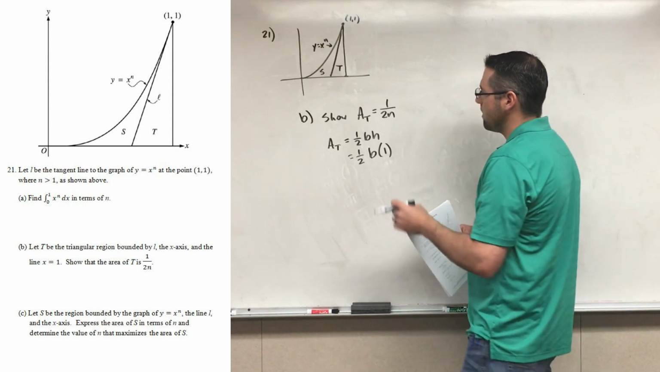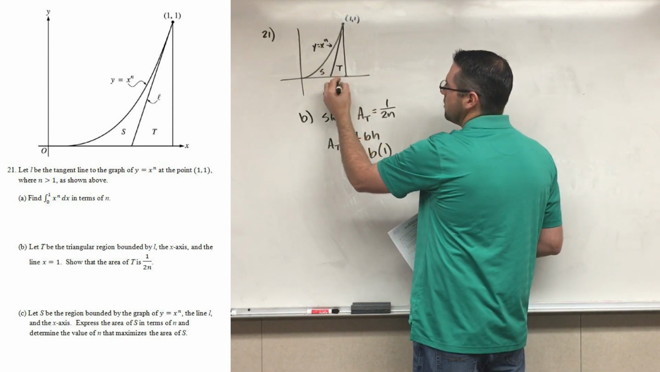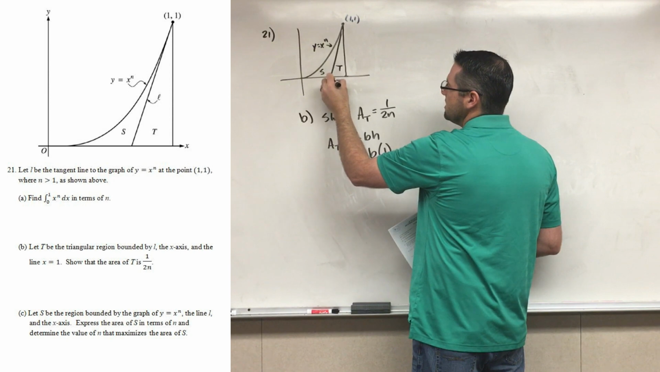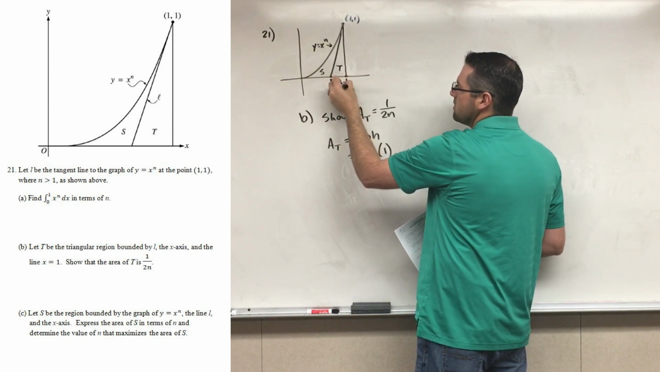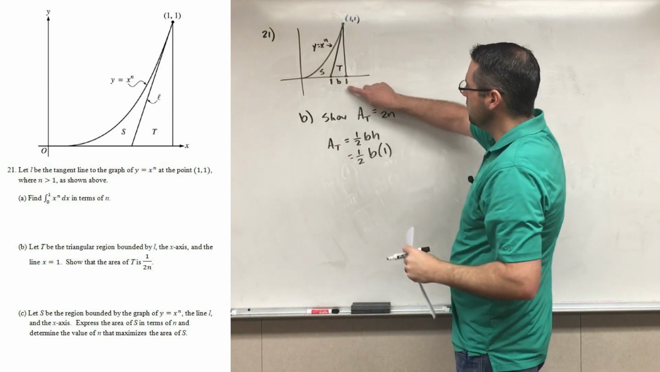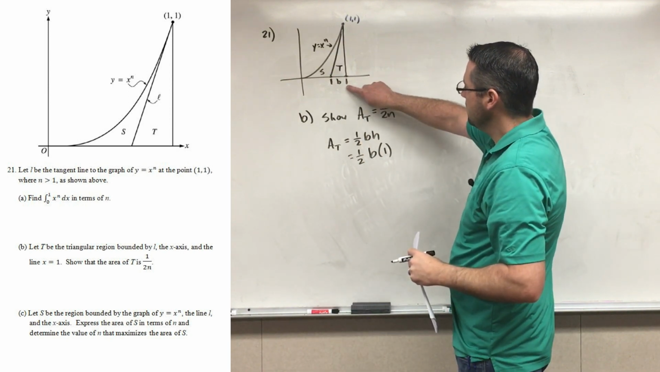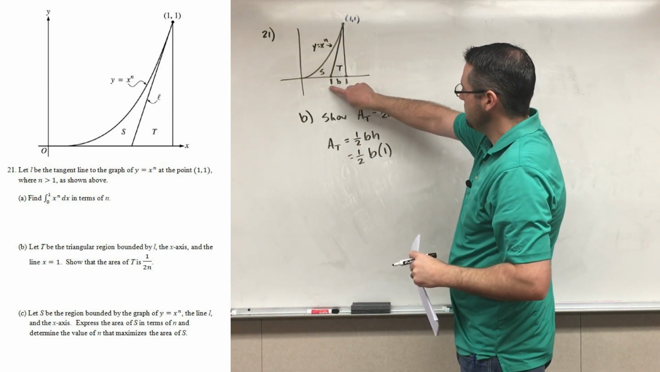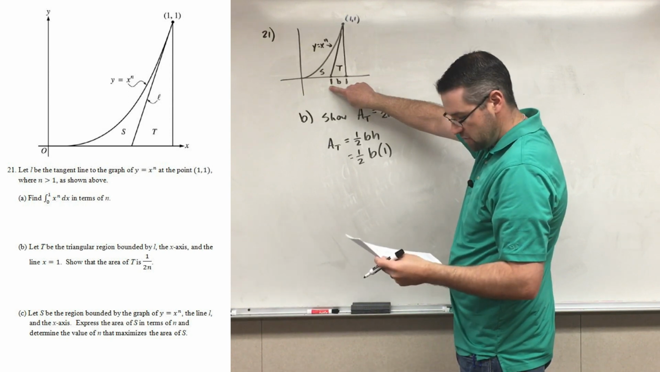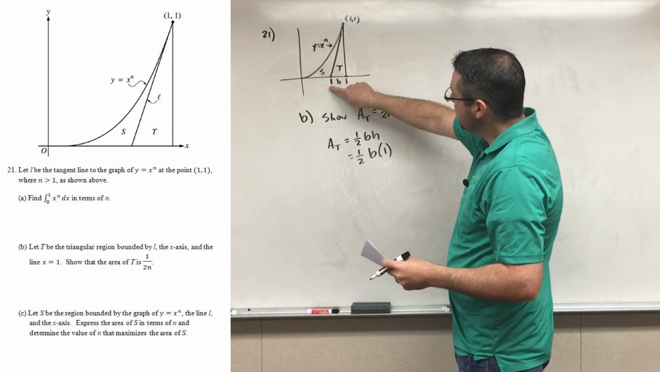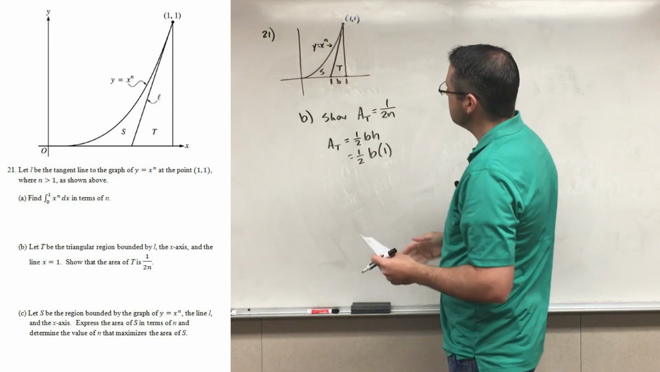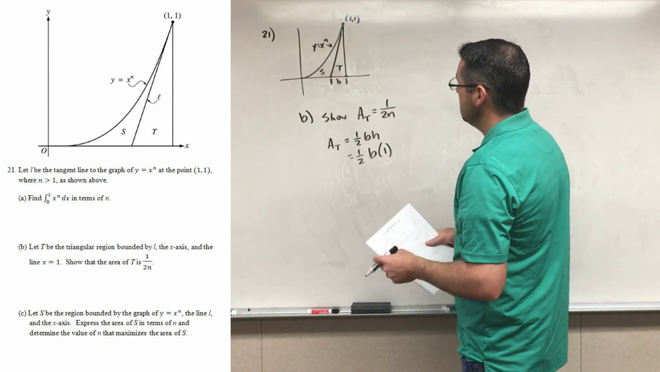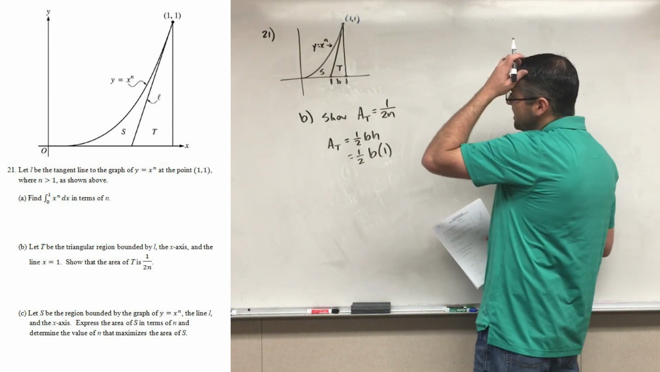The b represents the base of the triangle. So the b represents the distance from this x-intercept to this. So that's b. Well, we already know that this value is 1. We've got to figure out what this value is. So what we're going to have to do is show the equation of this tangent line, I believe, and then find its x-intercept.